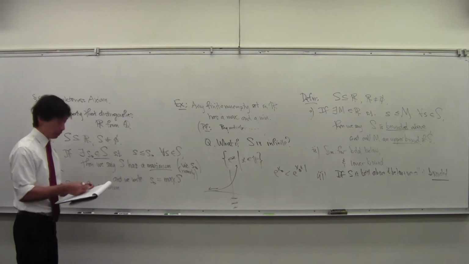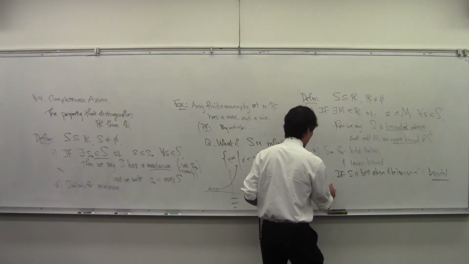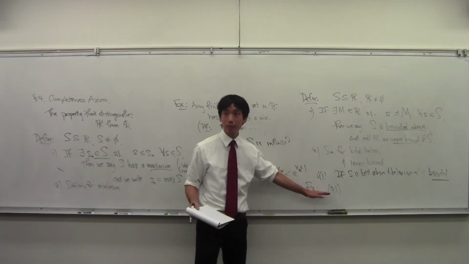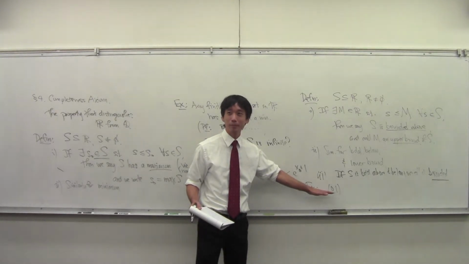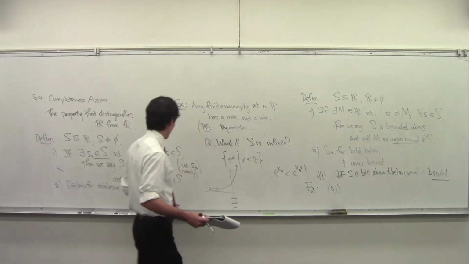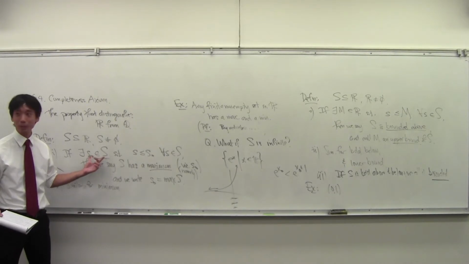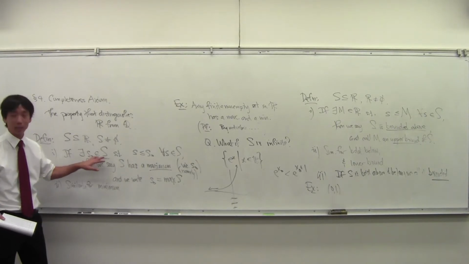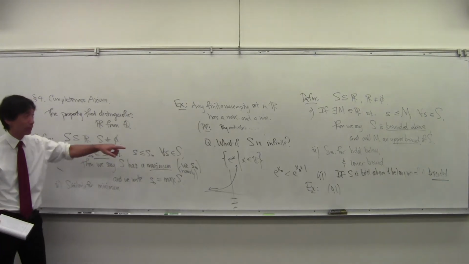Okay, so one example: if we look at the set (0, 1), well, that has upper bounds, it has lower bounds, it's a bounded set, right? Does it have a maximum? No. It doesn't, because 1 isn't part of the set. Right, so that's the trick. It doesn't have a maximum, because the maximum has to be in the set. And 1's not in the set.